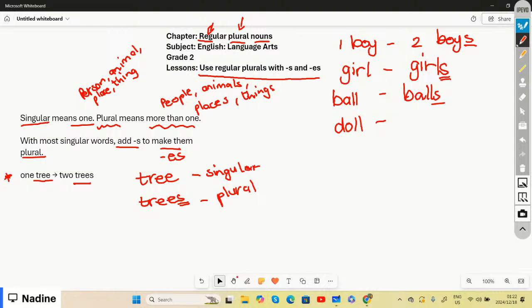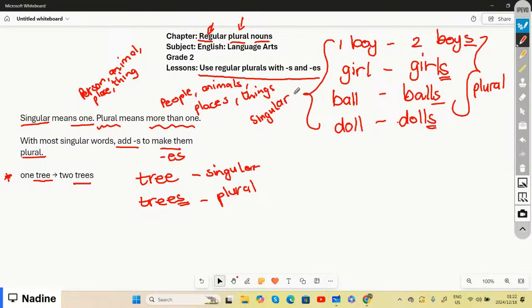And if we were to choose the correct option, then we can say one doll, but two or more dolls, right? Dolls. Because this is the plural form. Plural refers to anything that is two or more. Over here, we are doing the singular form, which is one only, one thing.